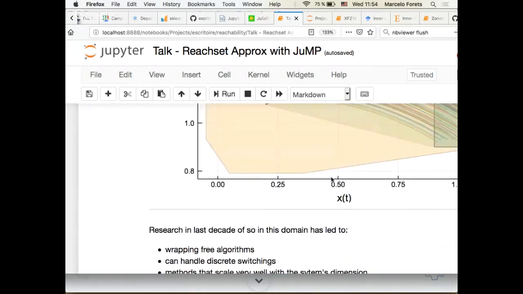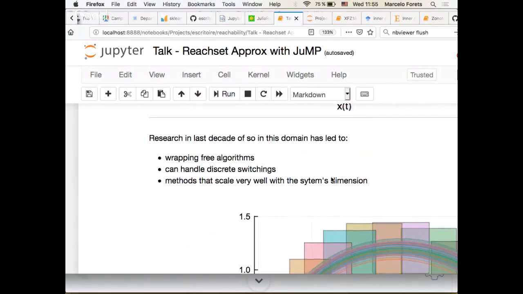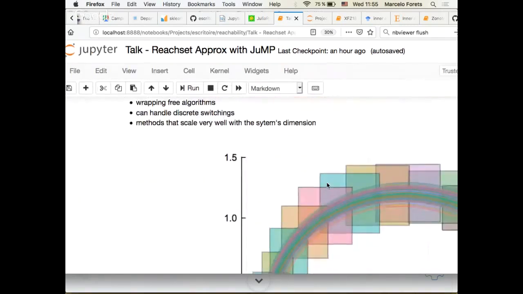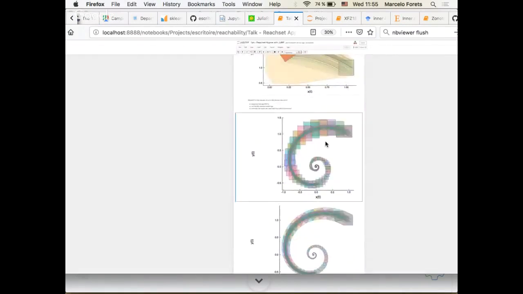And then you are able to make algorithms that work for a fixed time horizon. This is research that has been going on for perhaps 10 to 15 years and has led to algorithms that scale very well with the dimension, and that are also wrapping-free, meaning that you don't have error that accumulates over the computation. As you can see here, you can see, for instance, that I start over there and I go to these trajectories.